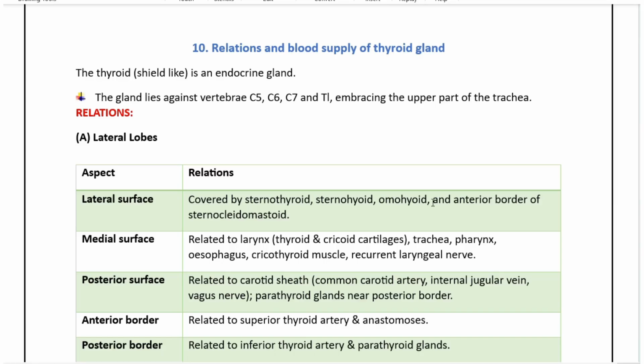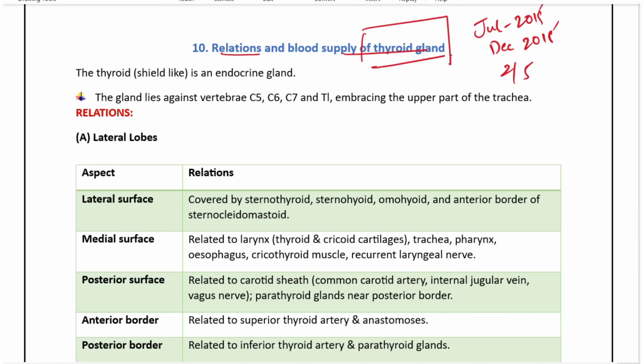Okay, so let's move on to the next question. That is relations and blood supply of the thyroid gland. Now this question, thyroid gland, is very, very important. It's been asked both in the July 2015 and December 2015 anatomy paper, and it's been asked for 2 marks as blood supply, 5 marks as the blood supply and nerve supply, and also as a whole 10 marker. So you cannot skip thyroid gland. It's very important from the exam point of view.